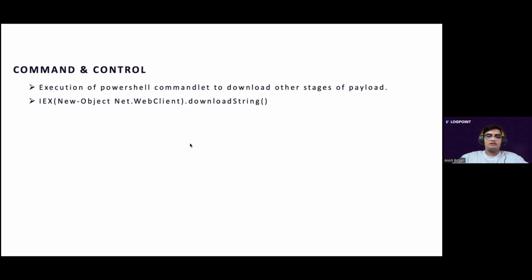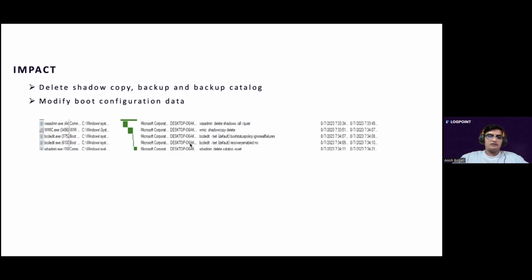So moving on to command and control, they have utilized the PowerShell command line to communicate with C2 and download instructions, as you have already seen in the analysis section. They have utilized Invoke-Expression with substrings to communicate with command and control and download files onto the systems. Moving on to the impact section, they are known to delete shadow copies, backups, and backup catalogs to prevent victims from restoring the data. They have also modified boot configuration data to prevent auto recovery.